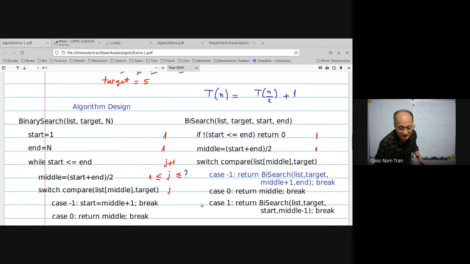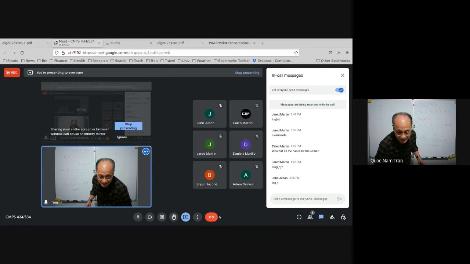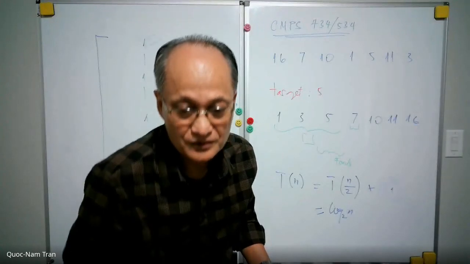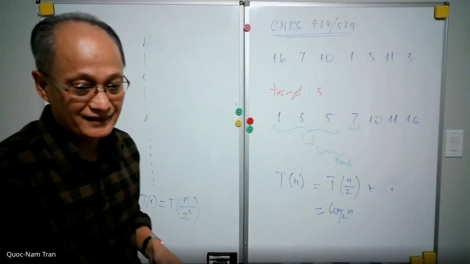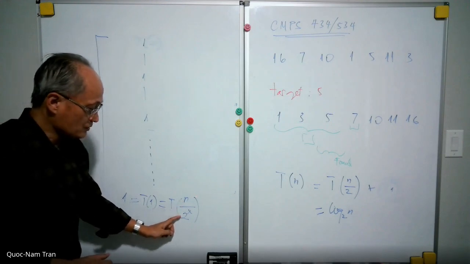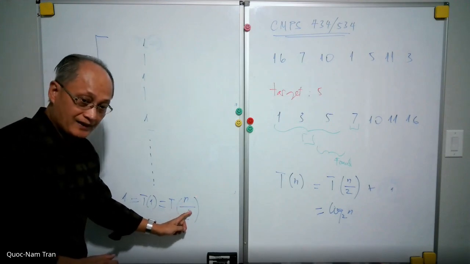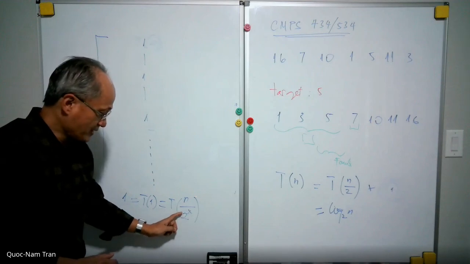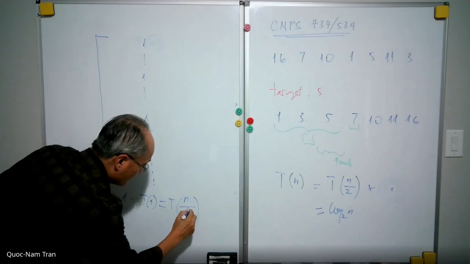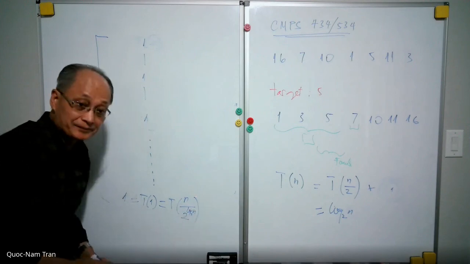Let me close this one so I can see your response. Okay, John Juban, you said log n. Very good. Here you have n divided by 2 for the log n is answer n. So this one, x is log n, right? More precisely, log 2 of n, right?